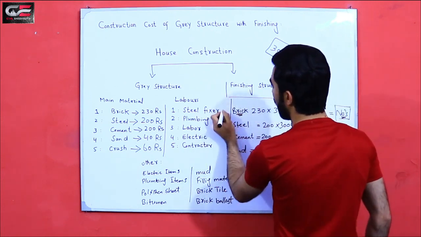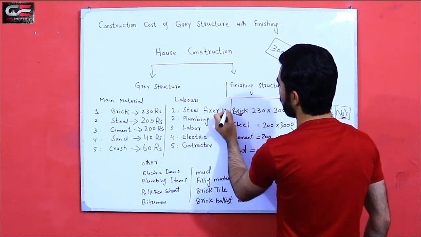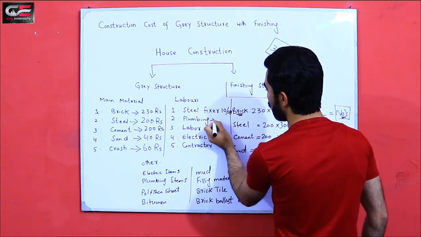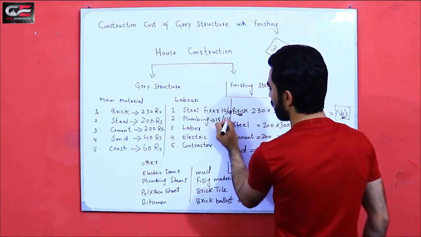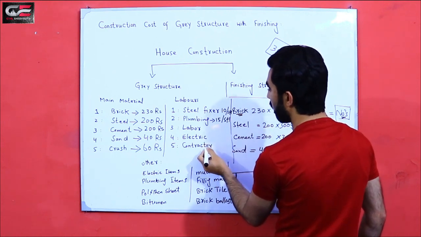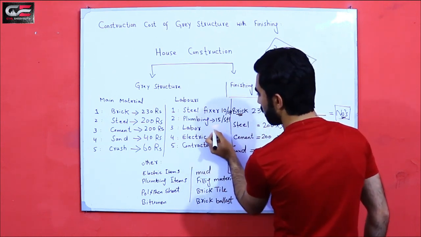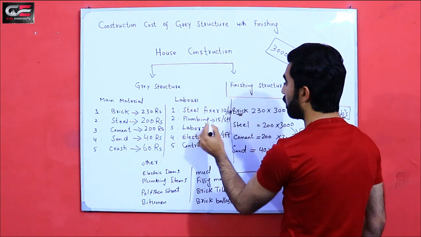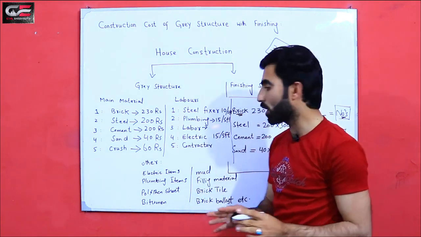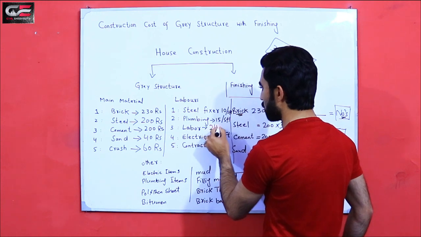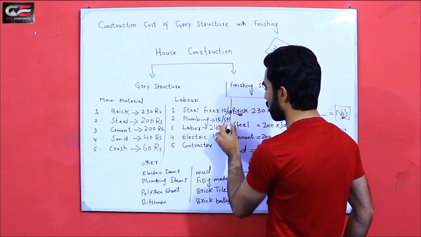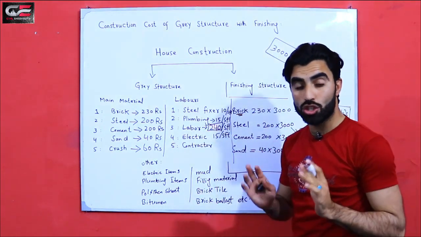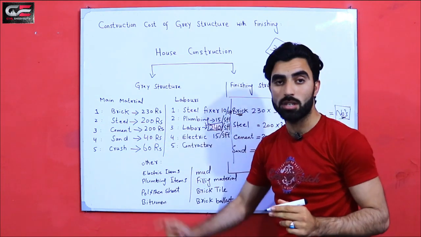Now come to steel fixer. I pay the steel fixer 10 rupees per square feet. For plumbing, that was 15 rupees per square feet. And for electric also 15 per square feet. Now come to the labor. The labor cost from start to finish is 240 rupees per square feet. That is just the labor cost, because the materials are those which I have discussed in front of you.